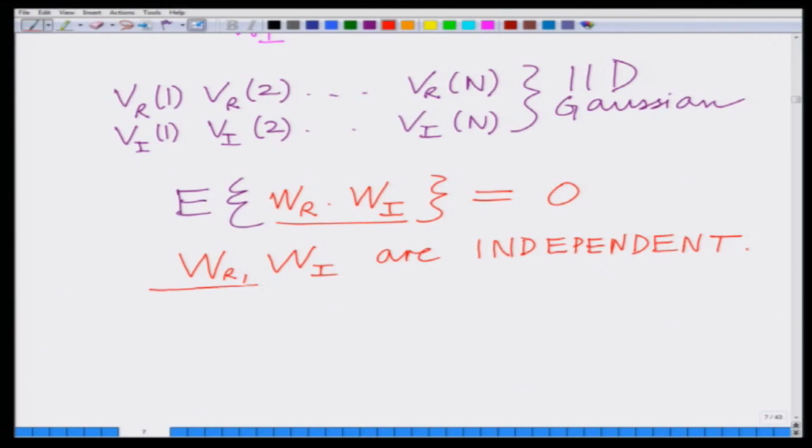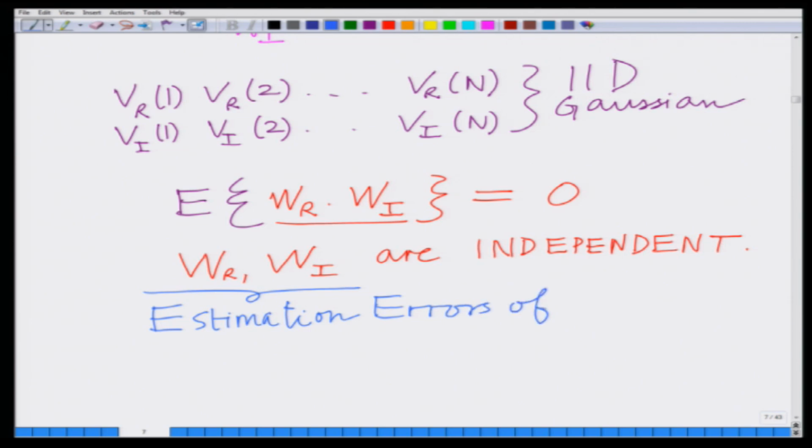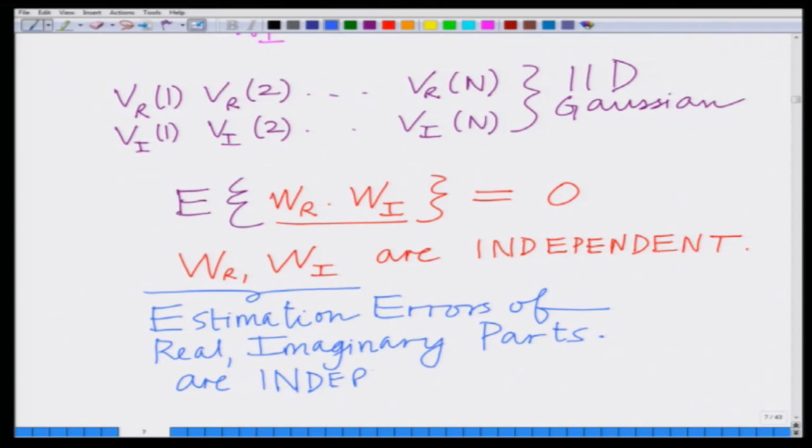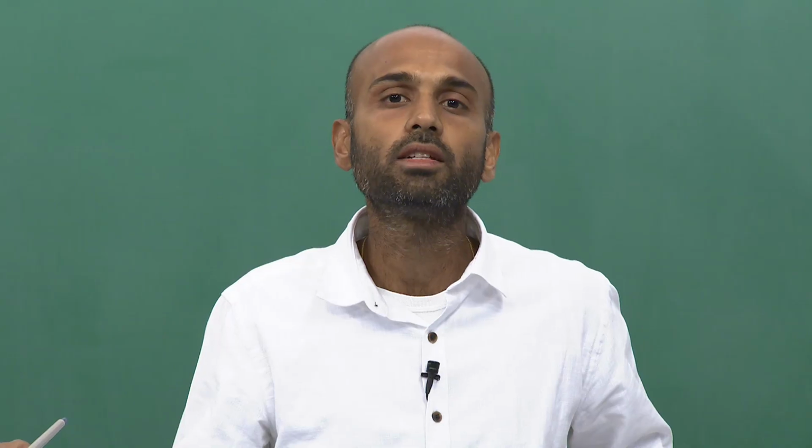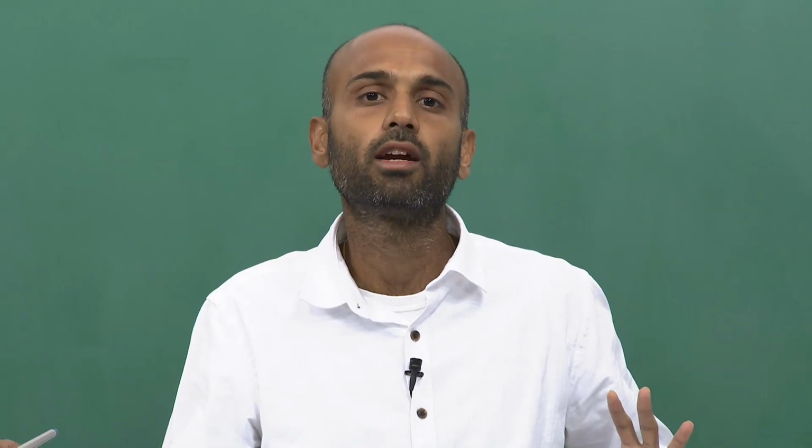So, these are wR, wI, the estimation errors. The estimation errors of the real and imaginary parts are basically independent, and that is an important property. That is, I can treat this as basically the estimation of the real part and the estimation of the imaginary part, and the estimation of the real and imaginary parts are independent.